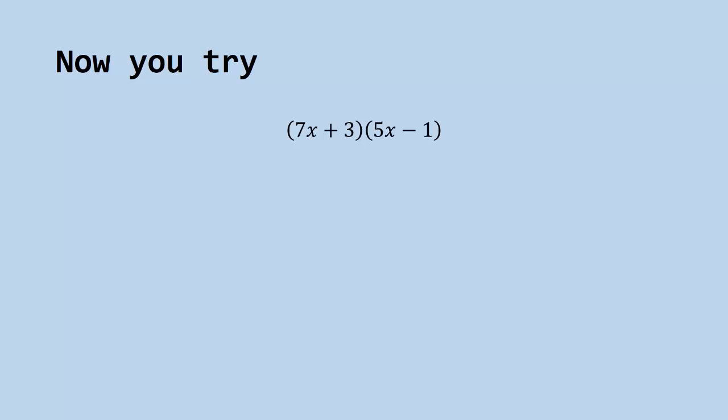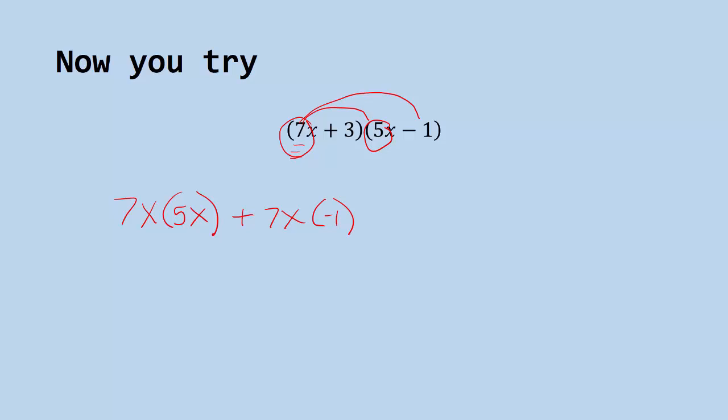Okay, let's go through this one. So I'm going to start with the first term, 7x, and multiply it by the first term in the second parenthesis, 5x. So 7x times 5x. Now I'm going to take that same first term of 7x and multiply it by the negative 1. So now I have 7x times negative 1.